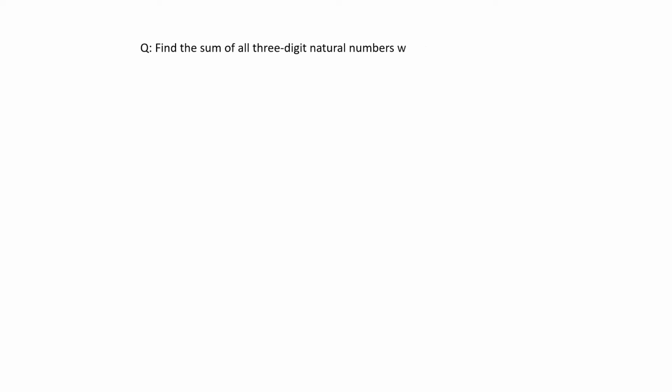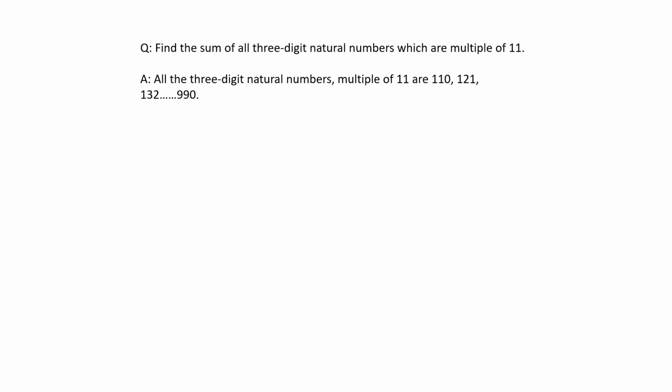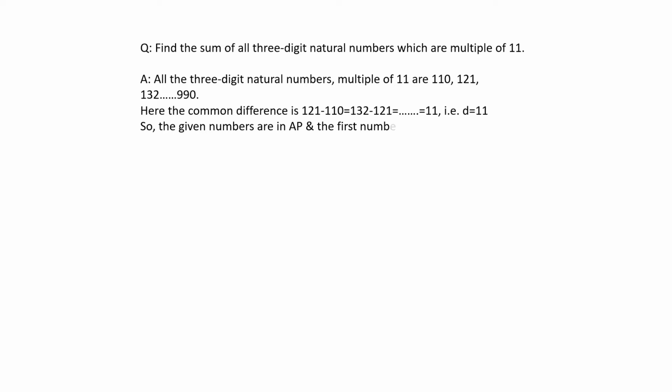Find the sum of all three-digit natural numbers which are multiples of 11. So all the three-digit natural numbers which are multiples of 11 are 110, 121, 132, and continue up to 990. That means here the common difference is 121 minus 110, or it is equals to 132 minus 121, which is equals to 11. So you can write d equals to 11. And the given numbers are in AP series because the first term is 110 and the common difference is 11.